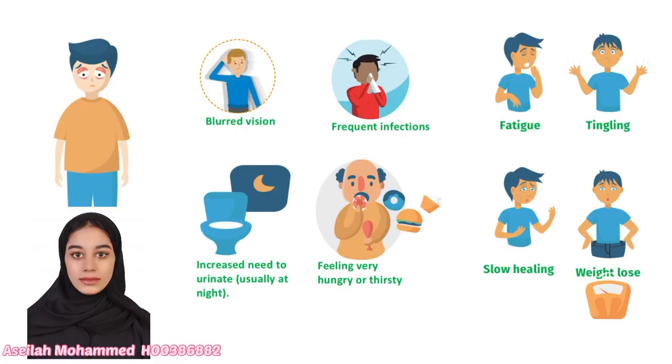pressure. Clinical manifestation. Symptoms of type 2 diabetes usually develop over time, and the signs and symptoms of type 2 are: fatigue, blurred vision, slow healing, frequent infections, feeling very hungry or thirsty, increased need to urinate usually at night, weight loss, and tingling in your hands or feet.